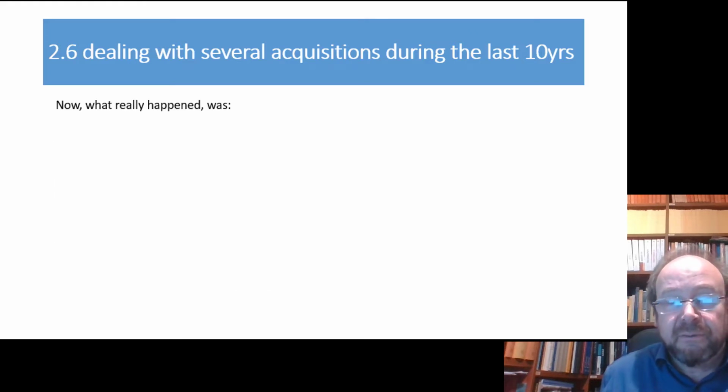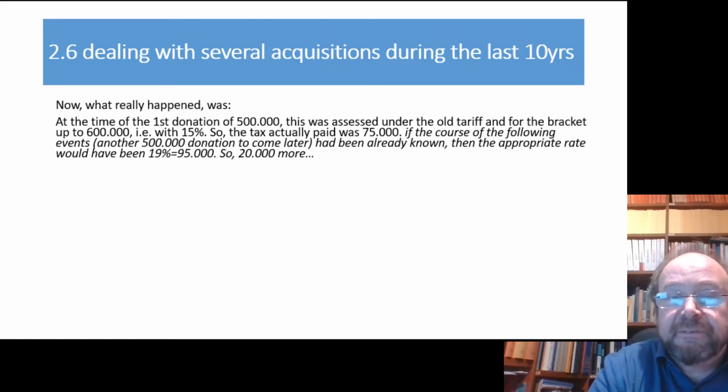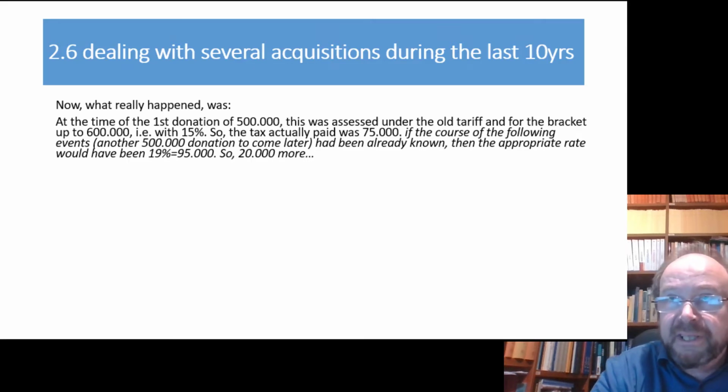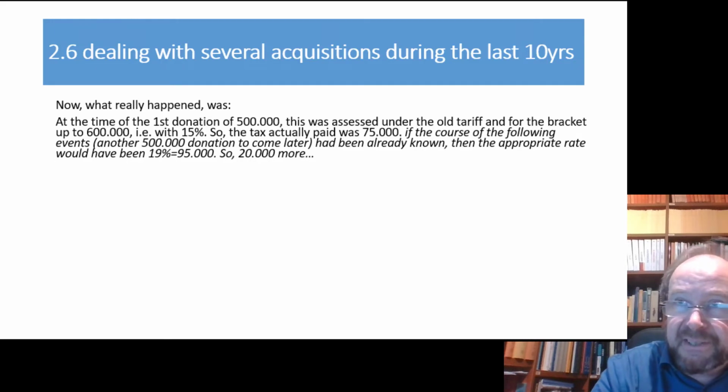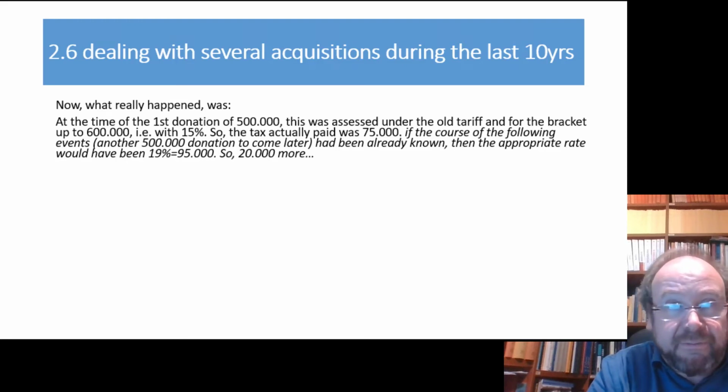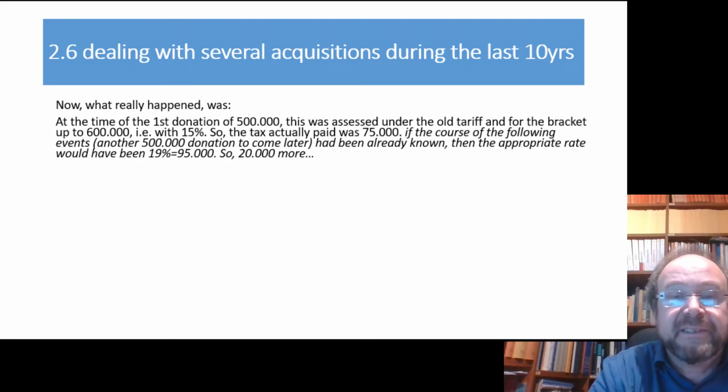Now, what really happened was, at the time of the first donation of 500,000, this was assessed under the old tariff and for 500,000, so 15%. So we charged our taxpayer effectively with 75,000. Had we known at that time that another 500,000 was still to come, then we would have known that the appropriate rate under the law of that time would have been 19%. So we would have charged for that first 500,000 then an amount of 95,000. We would have taken 20,000 more. So this was the progression advantage, let's call it this way, or the avoided amount from the lower progression, 20,000, that was just saved due to the fact that the future was unknown.